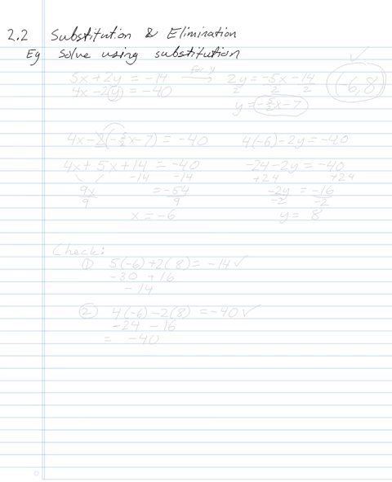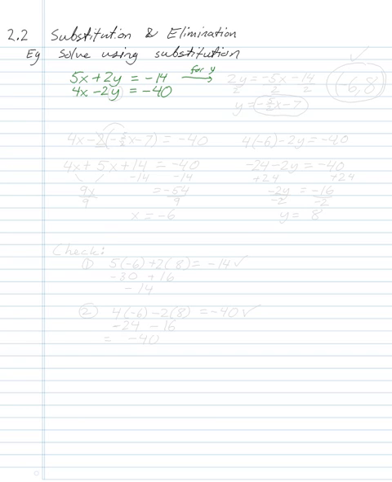So let's look at one more example of using substitution. If we have two equations, 5x plus 2y equals negative 14, and 4x minus 2y equals negative 40. The question now becomes which equation and which variable should we solve for? I will default to using the first equation, since it looks a little bit simpler to me, and I will try to solve for y.